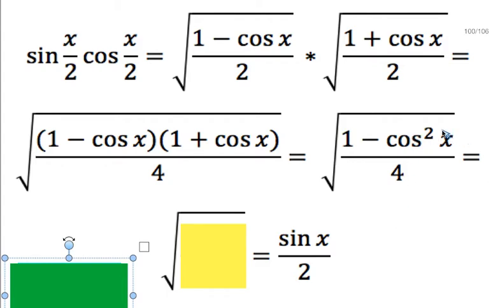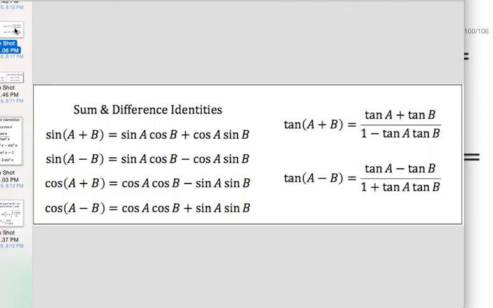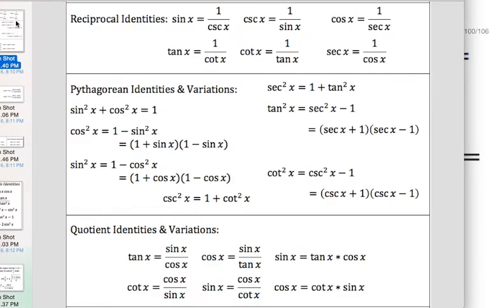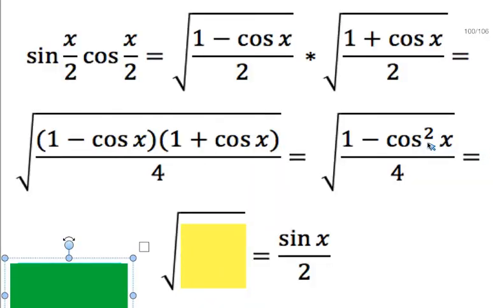Okay, now you need to figure out, okay, what can I substitute in for 1 minus cosine squared x? Remember, if there's a squared term, that's an indicator you're going to use your Pythagorean identities. Okay, so let's go up. Here's our Pythagorean identities, and we are looking for 1 minus cosine squared x. That's not what I wanted. Dang it.